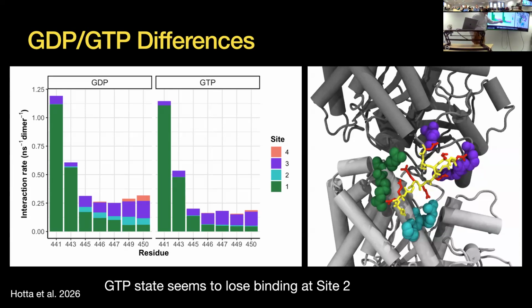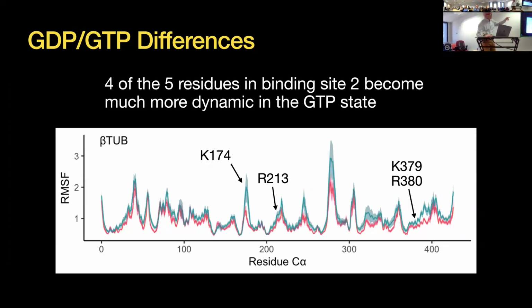And that's one of the key points where those interactions help kind of stabilize it and feed it down into the structure. When we look at the GTP simulation, we see that the GTP monomer is more dynamic in terms of the beta subunit, and that 4 of the 5 residues of that second binding site in site 2 actually see some significant increases in dynamics that we think just doesn't allow it to make those types of bonds.